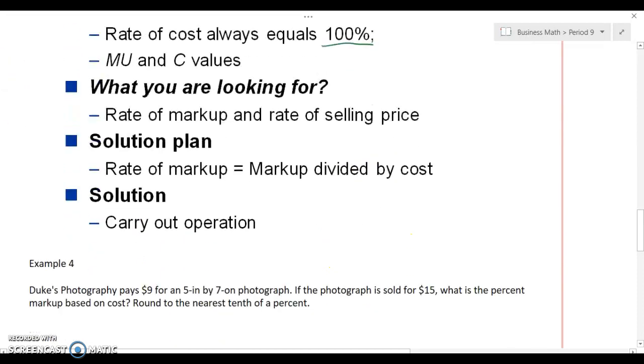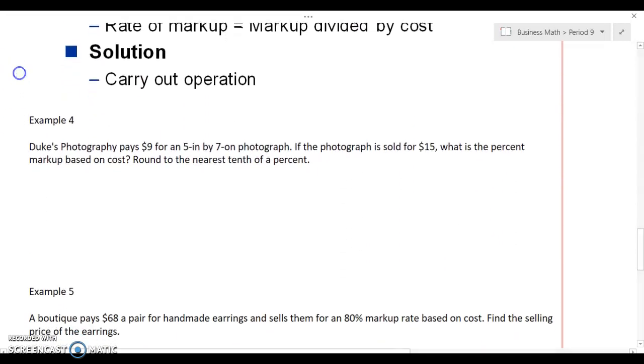Carry out the operation. So let's do an example to explain this all. So we've got Duke's Photography. He's paying $9 for a 5x7. If he sells it for $15, what is the percent of markup based on cost? Round to the nearest tenth of percent.